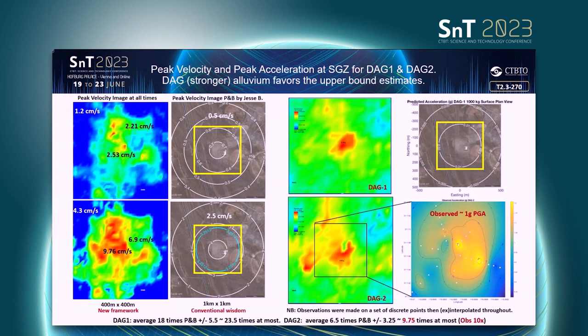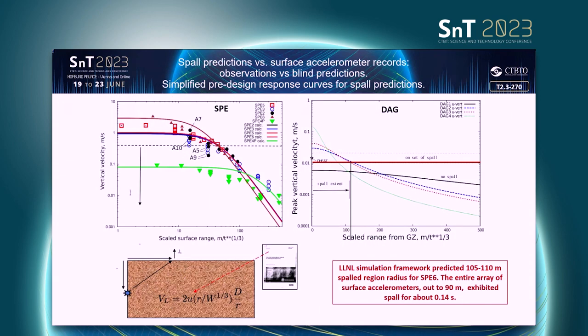On the right-hand side, I'm showing you how the observed peak ground accelerations looked versus the blind predictions, and we do very well. Remember, the observations were only measured along the tripod, and were interpolated all over the place. Our numerical simulation, of course, is more continuous. But they are in strong agreement.